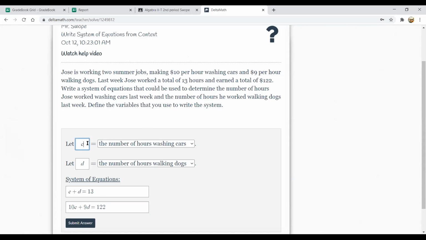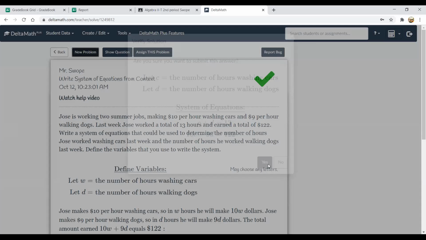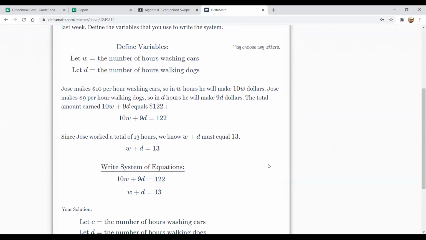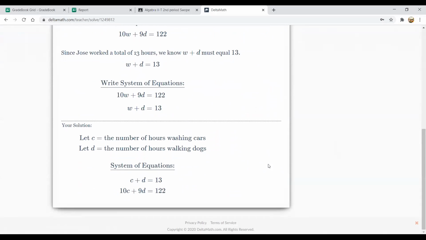Like I said, one thing you've got to be really careful about in Deltamath: if I made this a capital C, this would have to be a capital C. It will mark you wrong if your variables aren't the same exact ones you put in the box here. But I don't think it matters, from what I've messed with, whether you use X's and Y's or letters that represent the question. So let's just submit. Let's see. Okay, good. Didn't mess this one up, but let's look at a couple more examples.